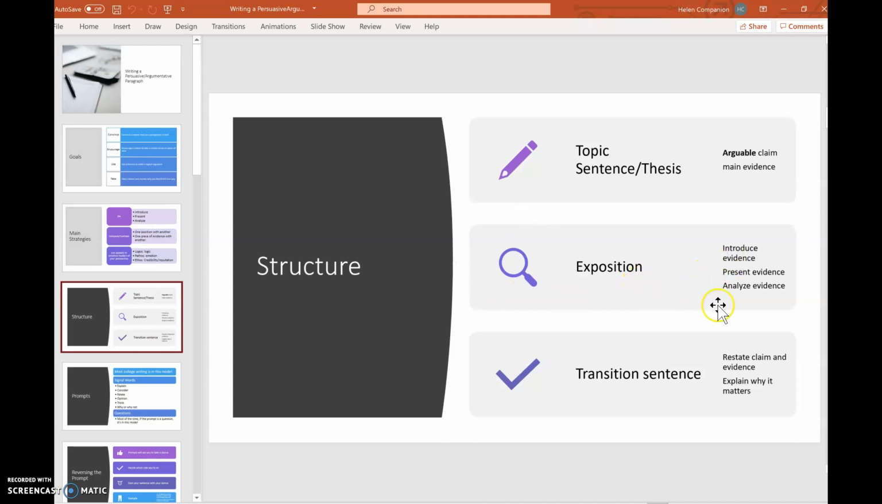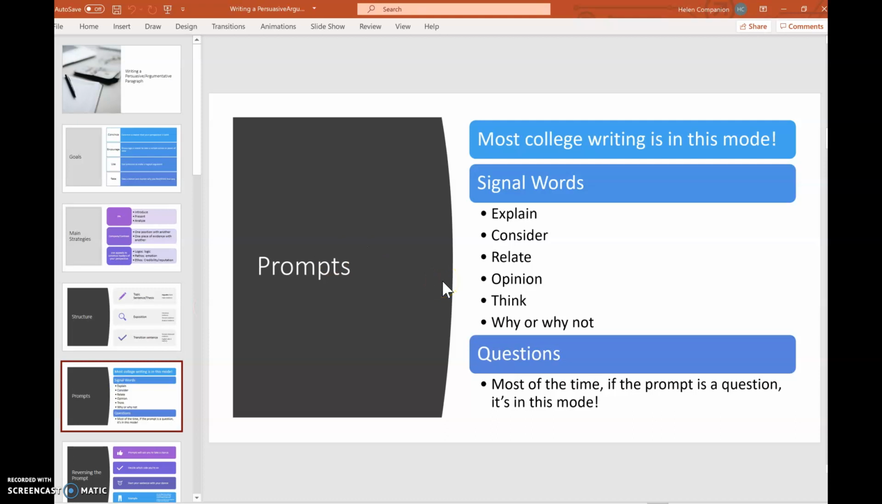Exposition is the IPA. You introduce evidence, present evidence, and analyze evidence. That's pretty similar to what we've been doing. And the transition sentence is also pretty similar. So you're going to restate your claim and evidence and explain why it matters. So prompts, pretty much, with the exception of a few informative prompts, most writing in college is in this mode. So you're mostly going to be writing persuasive argumentative essays and paragraphs in your college career.